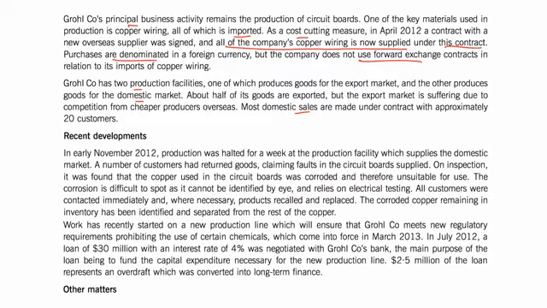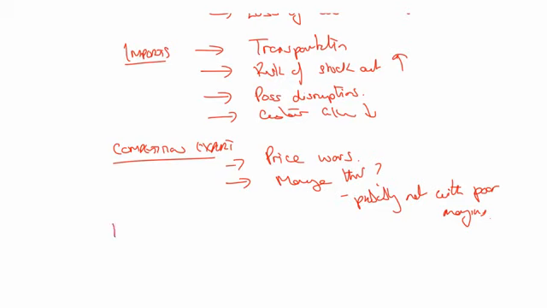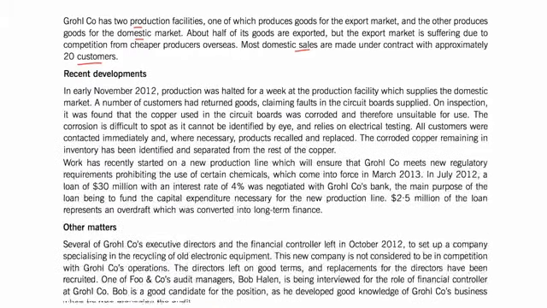And he said that most domestic sales are just with 20 customers. So we have reliance on few customers. Okay, so an over-reliance on few customers, that can be a big problem again, couldn't it? So we need to keep them happy. Would that mean keep margins low? Okay, that's all we can say for that at the moment, I think.